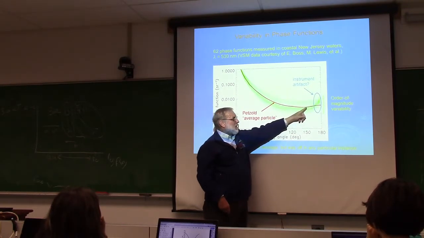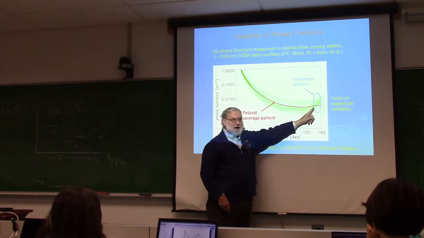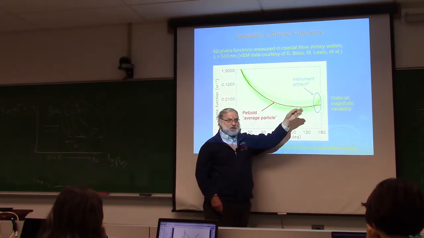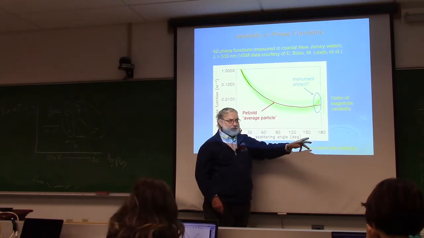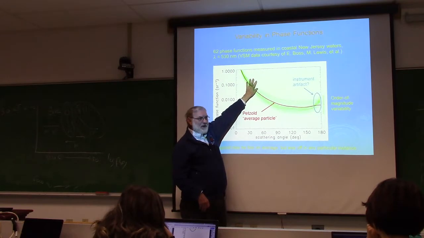You make a measurement here at, say, three angles, fit a curve. You can then get the backscatter coefficient, which is what goes into remote sensing reflectance. So that plus absorption, and then life is good, and you don't care if you're off up here.